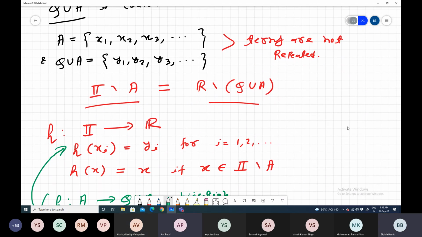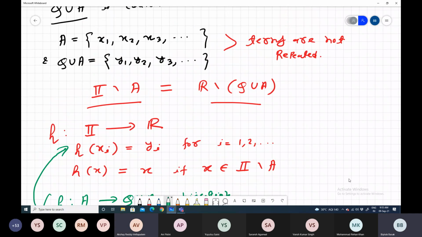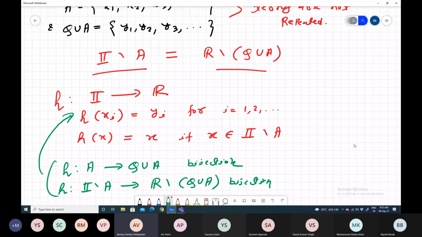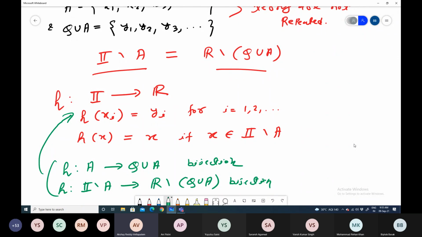Fine. Okay, sir. So can we say that if we remove a countable subset from an uncountable set, its cardinality will remain the same for any uncountable set? Actually, yeah, you can prove it. Sir, can we have two uncountable sets with different cardinality?